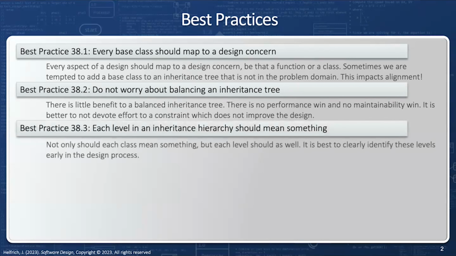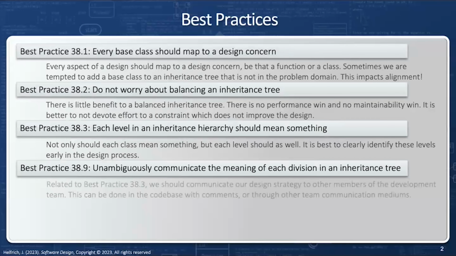Next, every level in an inheritance tree should mean something. Not only should each class mean something, but each level should as well. It is best to clearly identify the levels early in the design process. Next, unambiguously communicate the meaning of each division in the inheritance tree. And this relates to best practice 38.3. We should communicate our design strategy to the other members of the development team. This can be done in the code base with comments or through other team communication mediums.